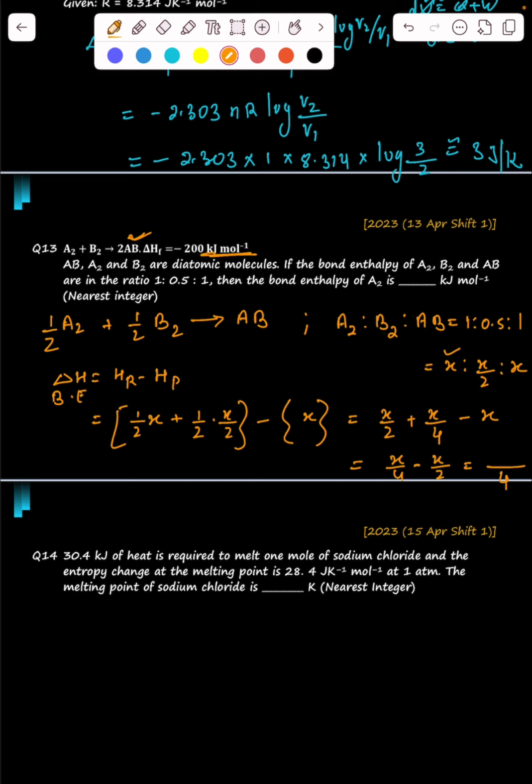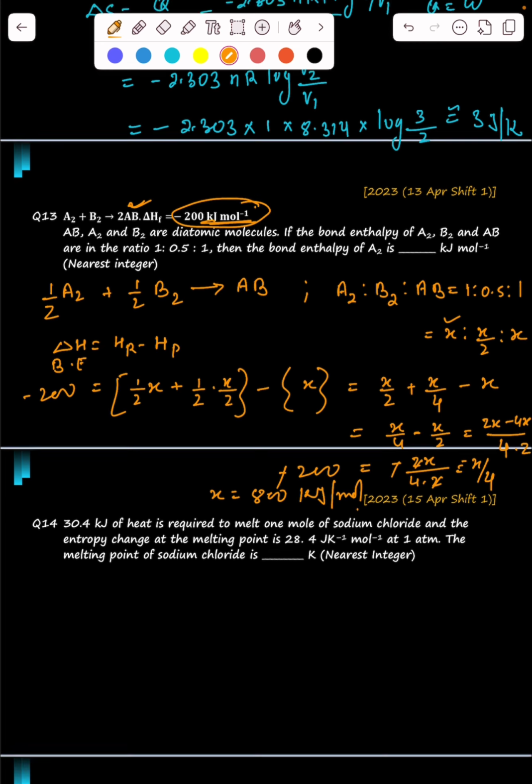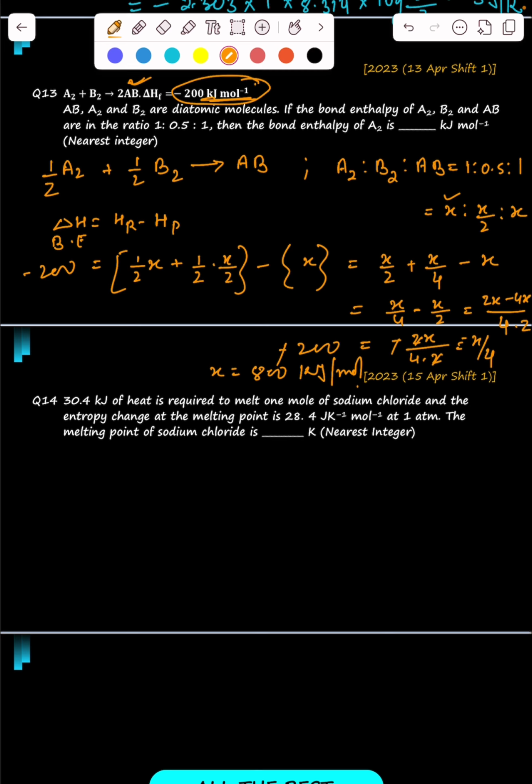So answer will come, that is 2x minus 4x, 4 into 2 means minus 2x by 4 into 2. So basically X by 4 we will get with minus sign and the value is given 200, that is per mole. So we will use this. Minus minus cancel, X should be equal to 800 kilojoules per mole. That's the answer. So we'll move to the next question.